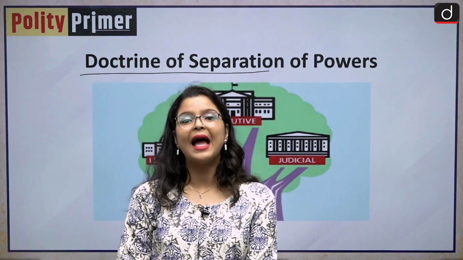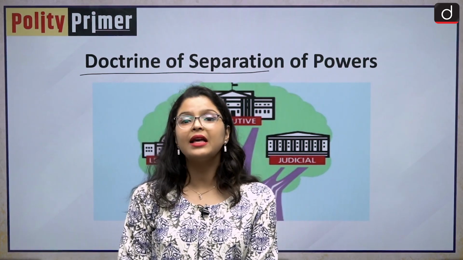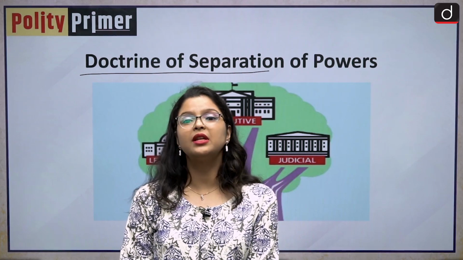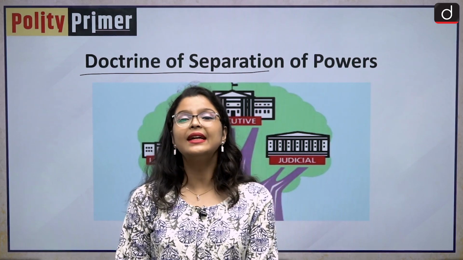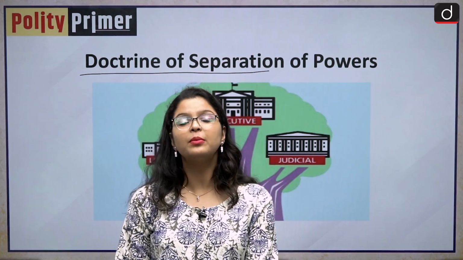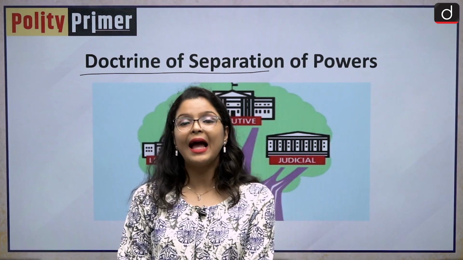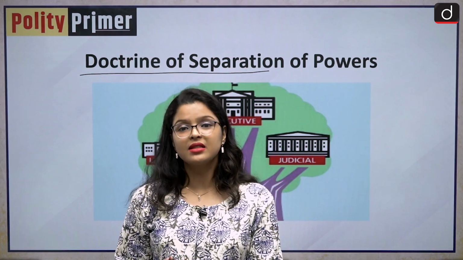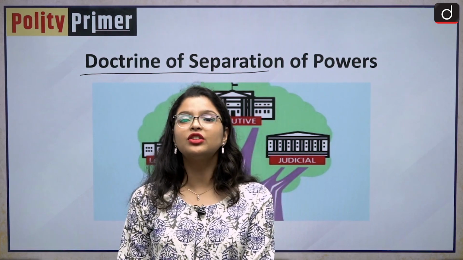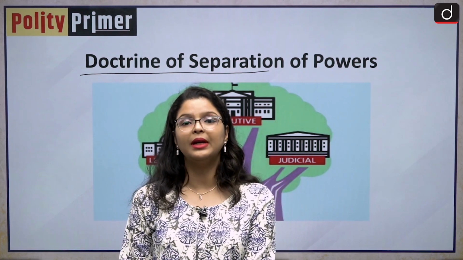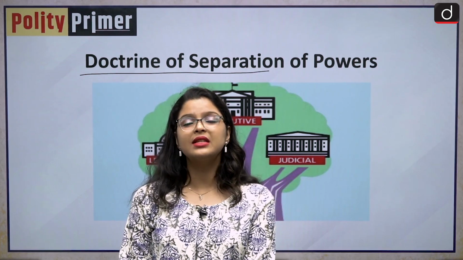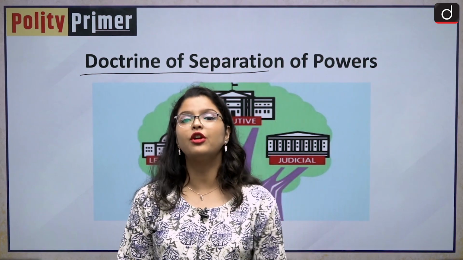Power corrupts and absolute power has a tendency to corrupt absolutely. So what is indicated by this very famous quote is that the political system should be stable and checks and balances should be maintained among the three organs of the government. So with this, let us understand what is the doctrine of separation of powers.